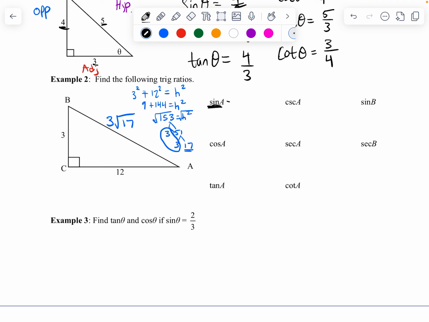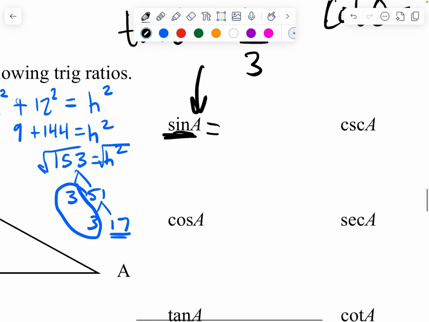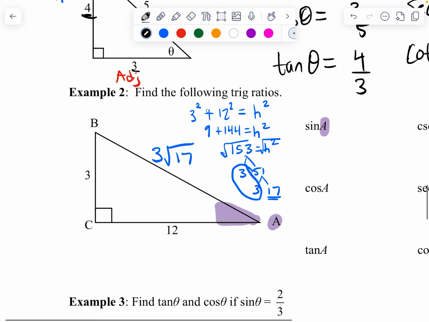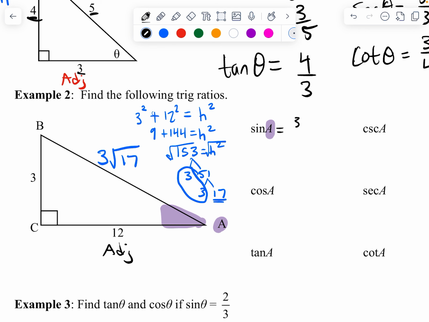So sine is the opposite to the hypotenuse from a reference of A. Notice we aren't given a theta, and that's okay, because it still tells us where to look. A is in this corner here, right? So from A, your adjacent would be 12, because that's right next to A, and the opposite would be 3. So when we say, all right, so if sine is the opposite over hypotenuse, the opposite is 3. The hypotenuse, 3 root 17. So 3 divided by 3 root 17.